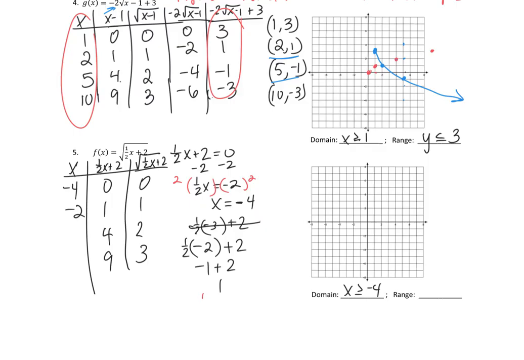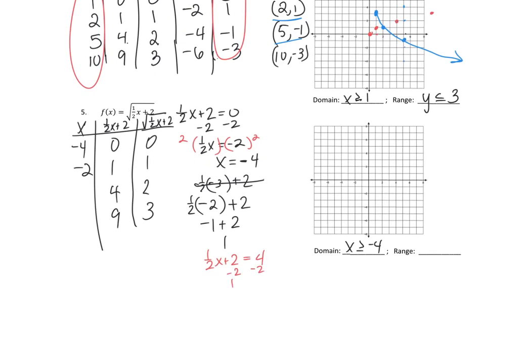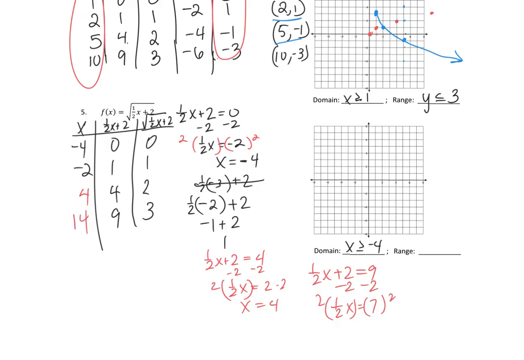Or you can solve. I want 1/2 x plus 2 to equal 4 now. So I'm going to subtract 2. 1/2 x is equal to 2, times by 2, and x is equal to 4. So 4 is going to give me 4. So when I plug 4 in, half of 4 is 2. 2 plus 2 is 4. And then I can figure out what's going to give me 9, but I don't really need it because it's going to go off my graph. Plus 2 equals 9. 1/2 x equals 7, times by 2, and we get 14.